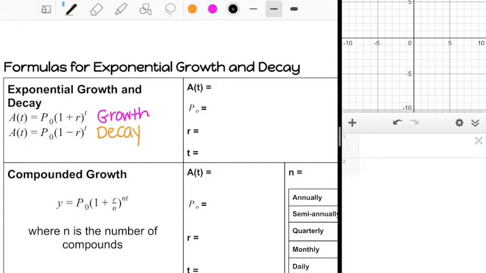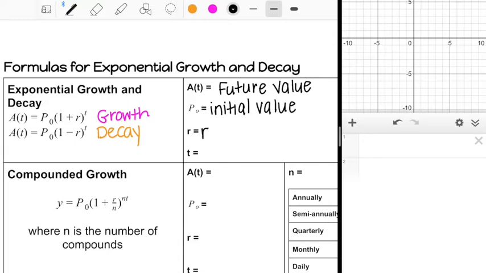So my A of t stands for my future value. That means if I ask you, if I have this much money in the account and it grows at this amount, what will I have in 5 years? They're asking you for the future value. P sub 0 stands for the initial amount or initial value.